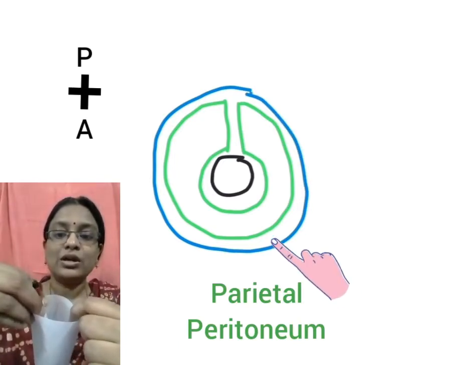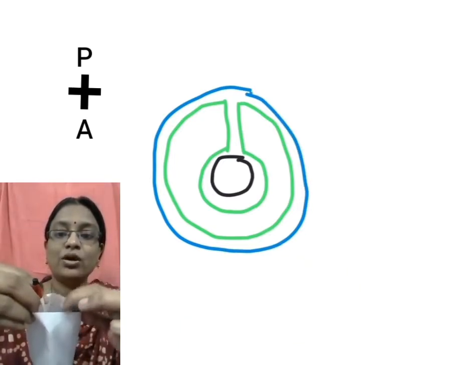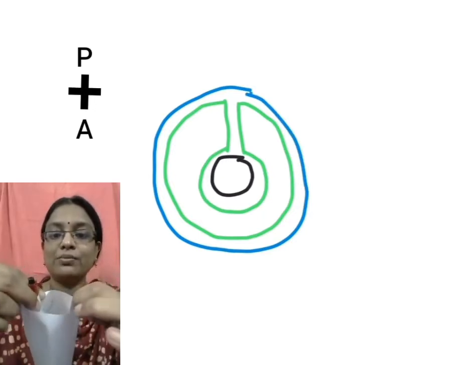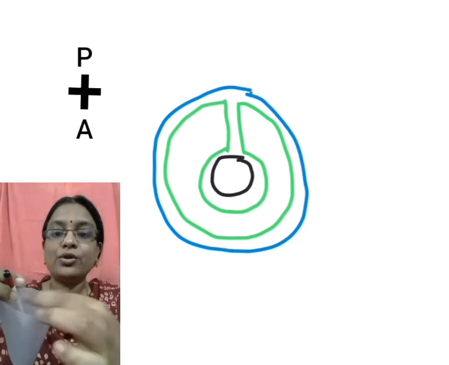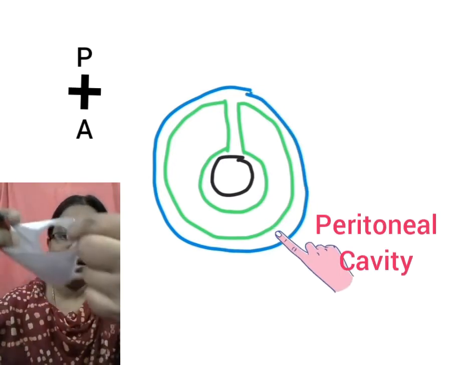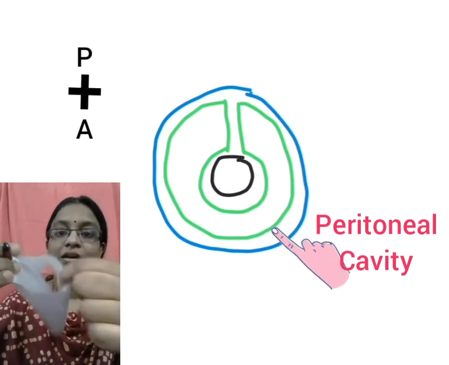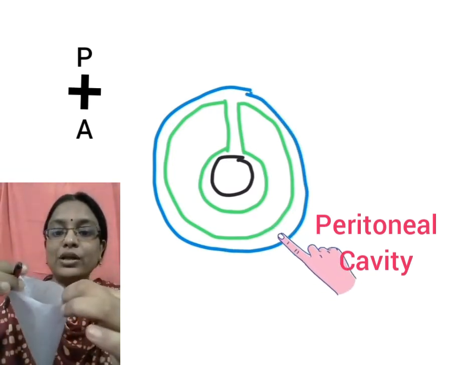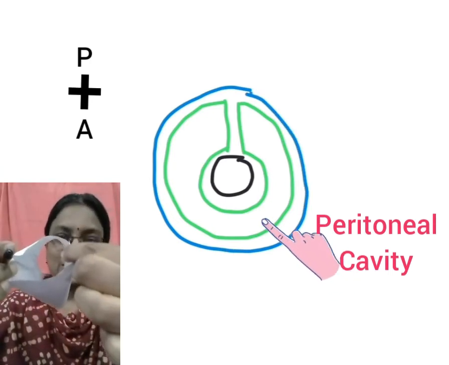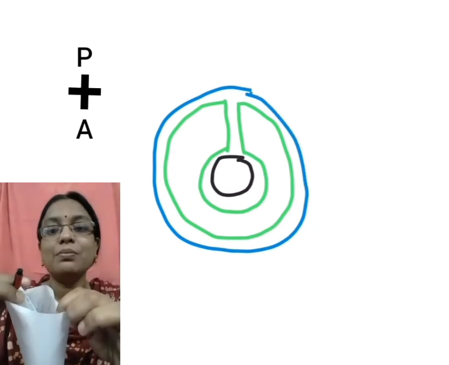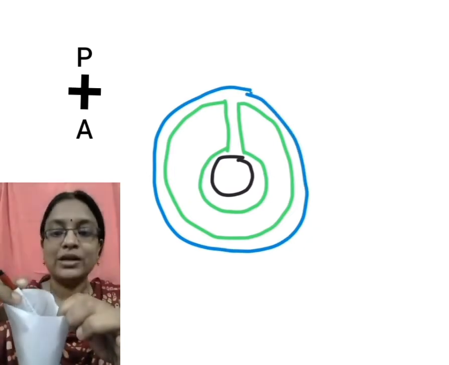So now this is the abdominal organ, this is the visceral peritoneum, and this is the parietal peritoneum. In between the visceral peritoneum and the parietal peritoneum, we get the cavity. You can see the cavity in between them. This cavity is called the peritoneal cavity, which is filled with the peritoneal fluid.